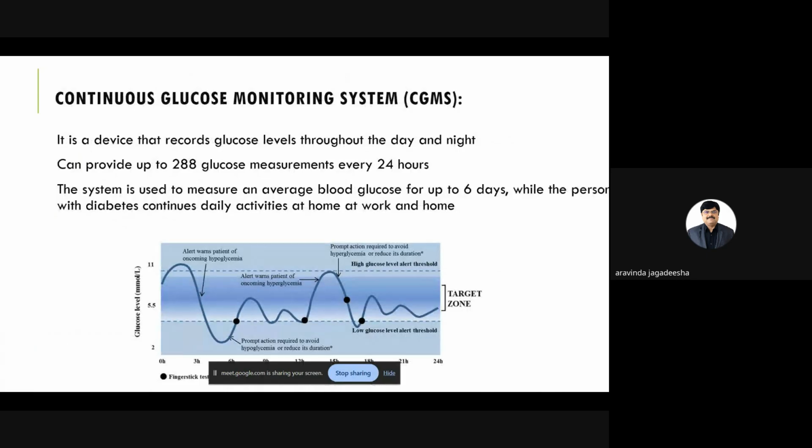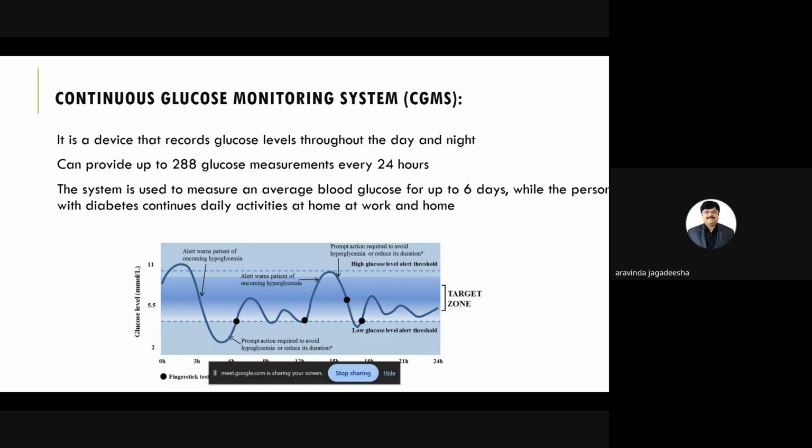So, the continuous glucose monitoring system, that is CGMS. It is a device that records glucose level throughout the day and night. It can provide up to 288 glucose measurements every 24 hours. The system is used to measure an average blood glucose for up to 6 days, while the person with diabetes continues daily activities at home and at work.